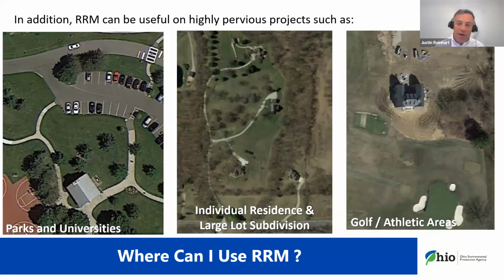So where might it be helpful to those of you out here practicing as consultants on a myriad of types of projects? Parks and universities have a lot of green space. Individual residence projects see more and more of this, getting caught up under the construction general permit because they disturb more than an acre, sometimes more than two, triggering post-construction requirements at times, or small subdivisions of these large lots. Golf and athletic areas end up triggering permit requirements over an acre.